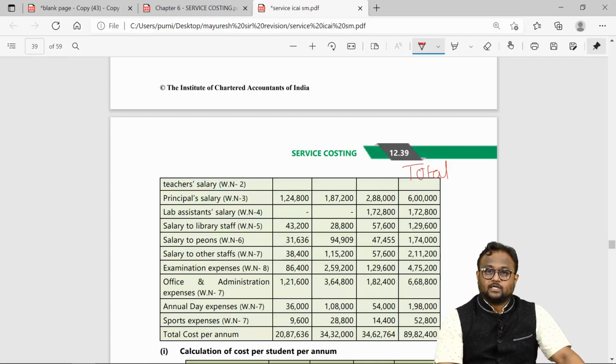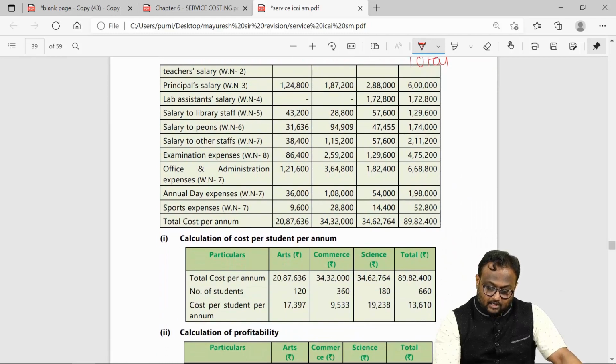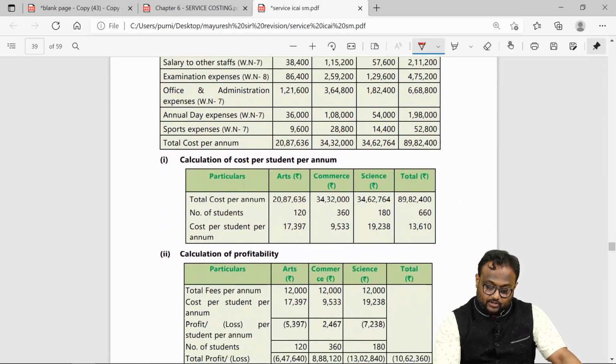Lab assistant will be charged directly to science, because for arts and commerce you don't need a lab. So on the basis of students using the lab, you can charge it. Library staff will also be charged on the basis of number of students using the library. Peons we discussed. Other staff will also be charged on the same basis. So now there is nothing left in this question. This was the only area where generally we get queries from students. Rest everything is self-explanatory.